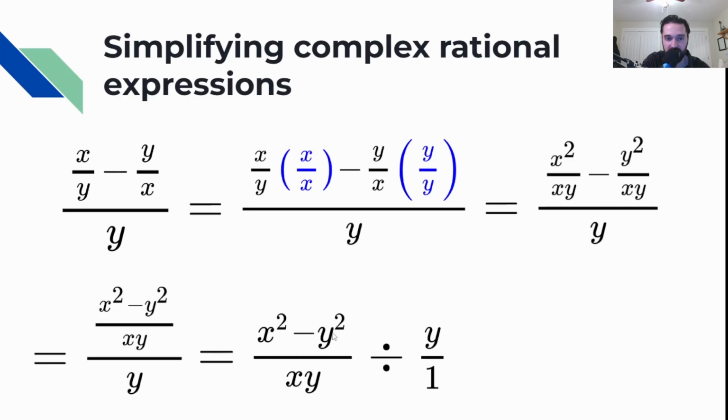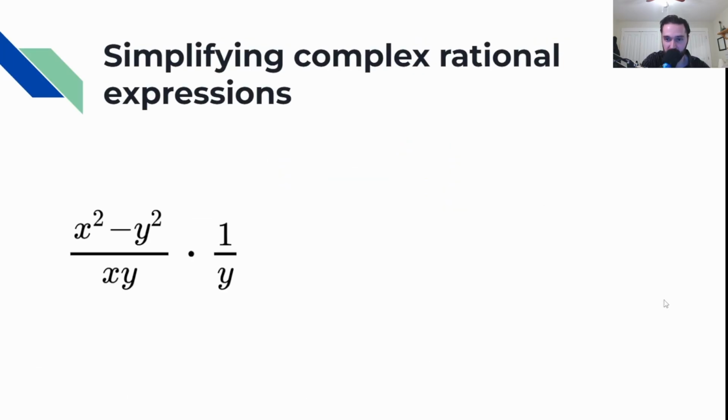So now we can rewrite this as a division problem. I have x squared minus y squared over xy divided by y. I'm writing it as y over 1. So let's change this into a multiplication problem. Let's multiply by the reciprocal, and this is what we get. And I've run out of room here, so let's take this to the top of the screen. Here's what we have.